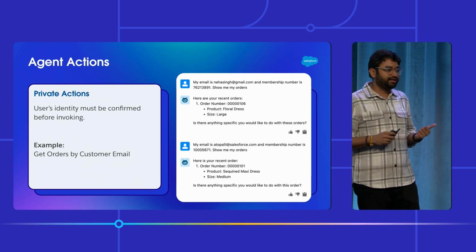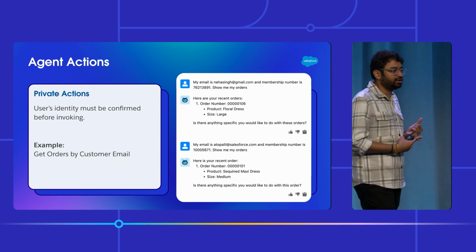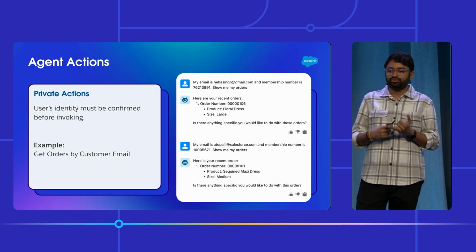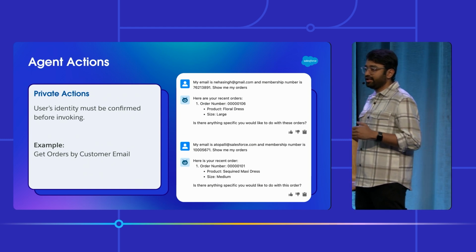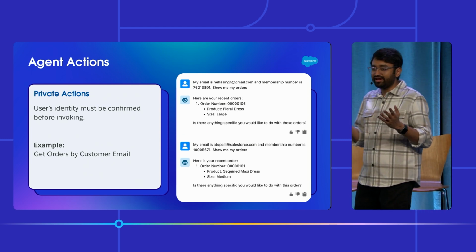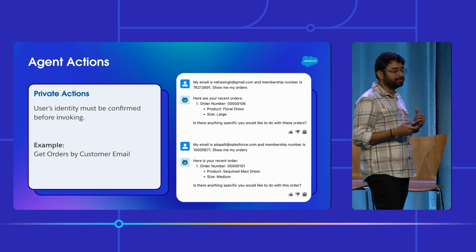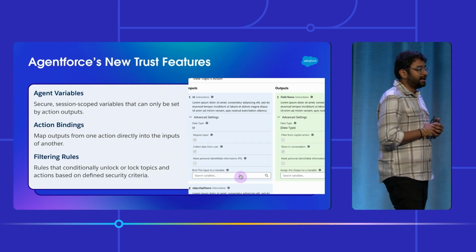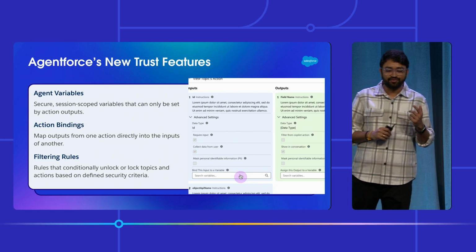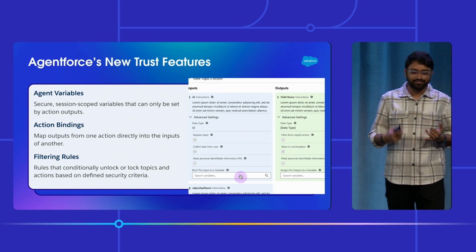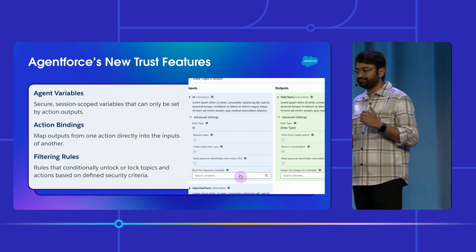So how do you identify how to secure those private actions? How do you know who's invoking? How do you validate the identity of who's invoking? Like if I give an email address, you need to verify that it in fact belongs to me. So how do you do that? For that, we have new trust features that, if you watched the keynote, we've already announced, which are called agent variables, action bindings, and filtering rules.